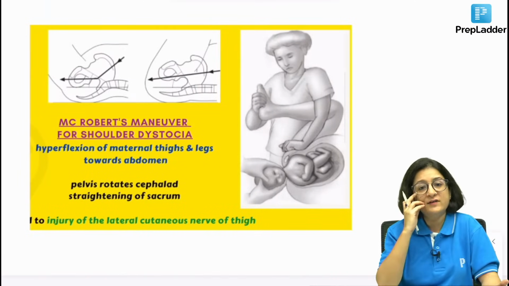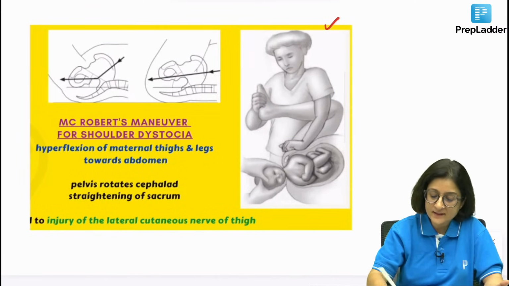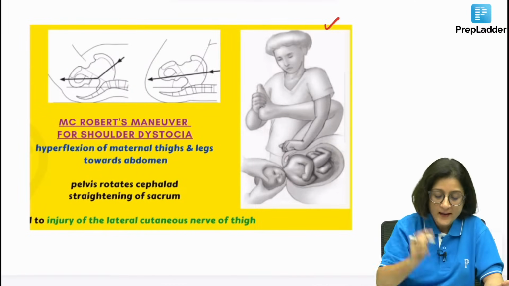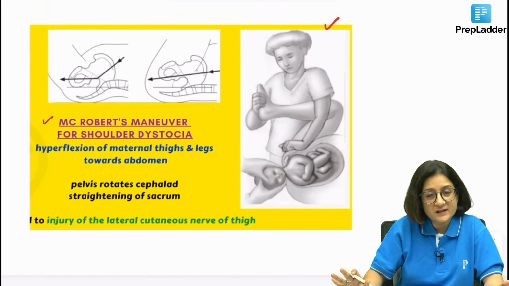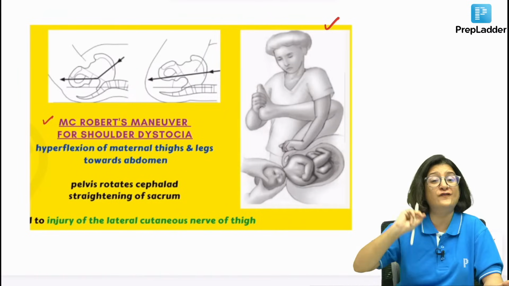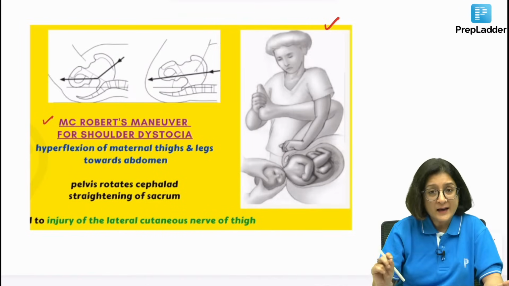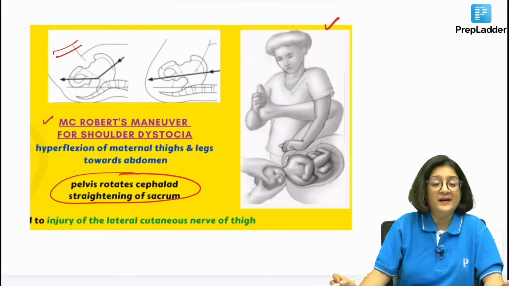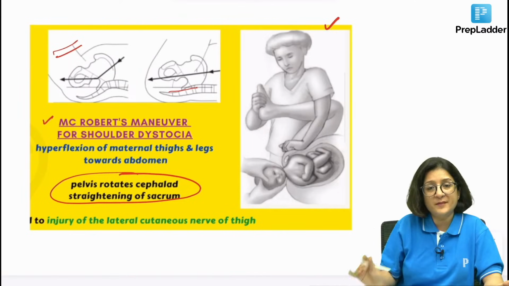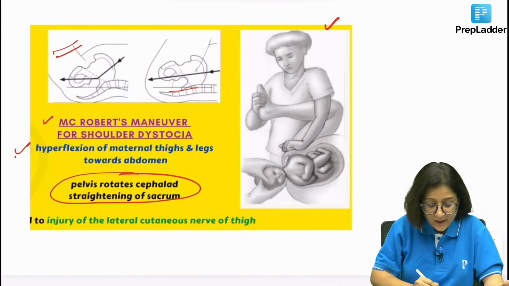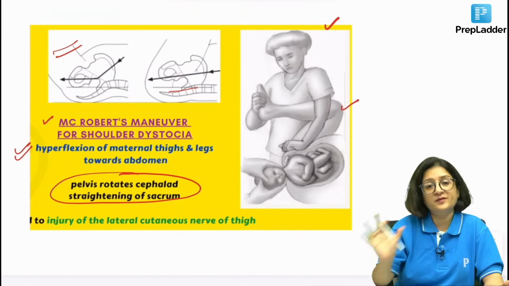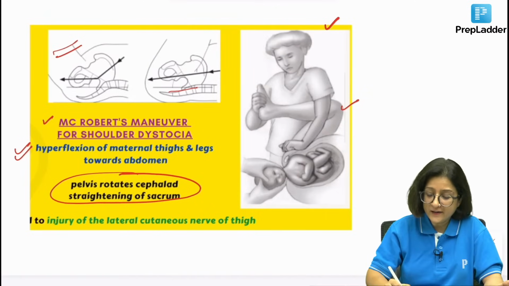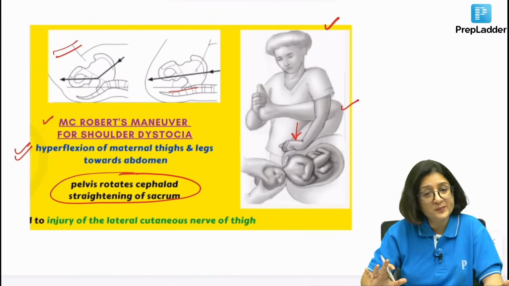So this is, again, we'll just quickly go through. This is an image-based question that can come, often repeated. This is the McRoberts maneuver. See, McRoberts maneuver is done for shoulder dystocia. This is the go-to maneuver. This is the first maneuver that we're going to do, right? How does it work? It rotates the pelvis cephalad, okay, and there is straightening of the sacrum as you can see in these images. In McRoberts maneuver, you can see that there is hyperflexion of the maternal thighs and legs towards the abdomen.